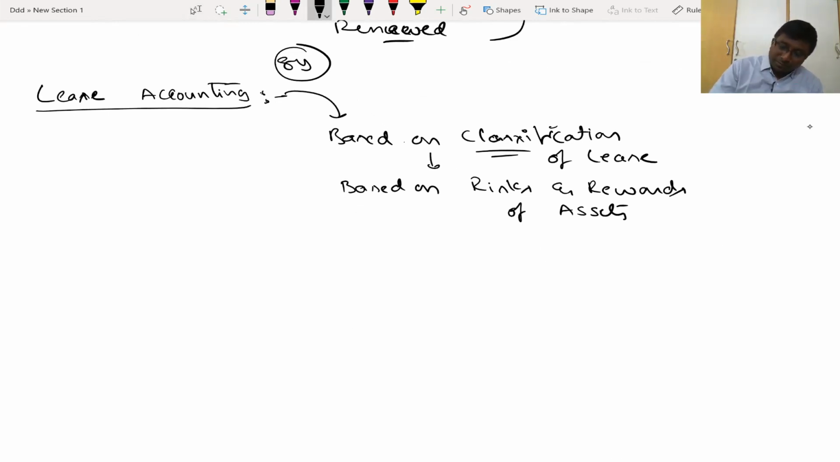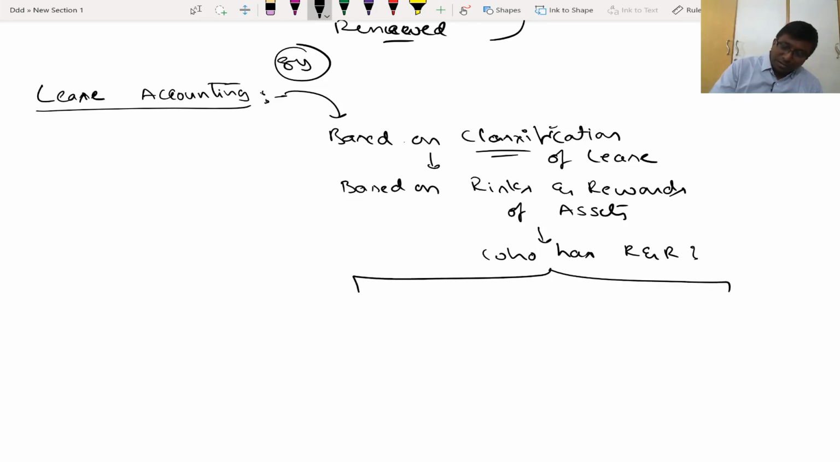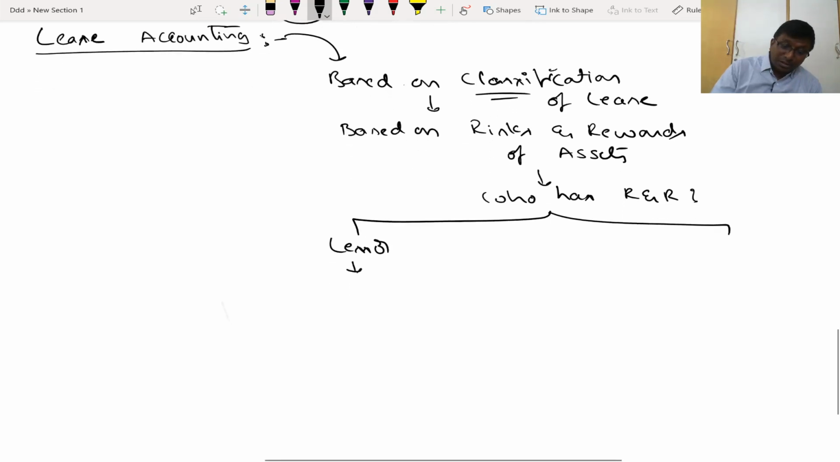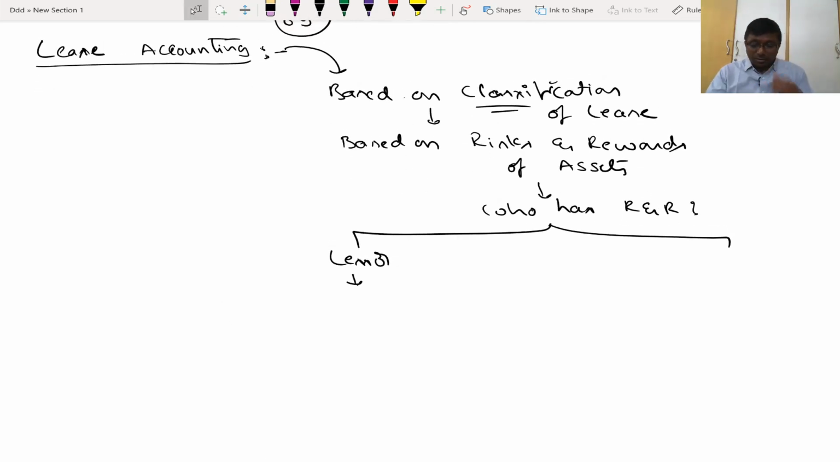And the question: where are the risks and rewards? Who has the risks and rewards? First, we'll ask who has risks and rewards. If you say, sir, the lessor has risks and rewards, what is risks and rewards? I will tell you, don't worry. Okay, who has risks and rewards? The lessor has risks and rewards. The minute you say that, this is classified as an operating lease.